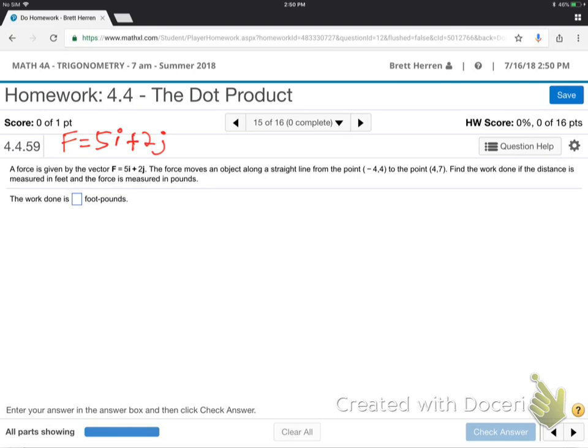That's the force vector. But the distance, the movement, moves an object along a straight line from negative 4, 4 to 4, 7. So the movement vector is a little more tricky. I have to come up with a movement vector, the distance vector, and then I just do the dot product and we're done. So how do I get that movement vector? Anybody remember from last time? We did some of these where we had a couple of points. We need the i and the j, don't we?